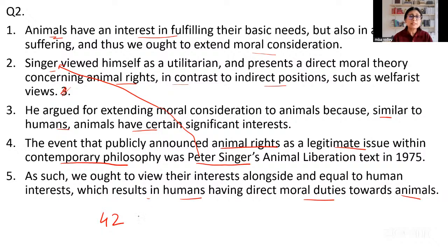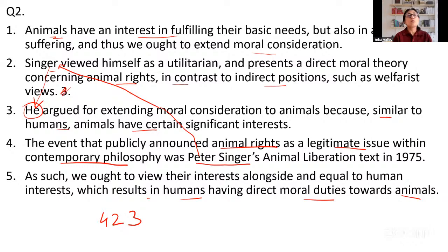Okay, then comes sentence number 3. क्यों? अभी भी हम उसी बंदे के बारे में बात कर रहे हैं. कौन है वो? सिंगर. He argued. देखो यहां से आया हमारा pronoun. He argued. Apply the noun pronoun antecedent approach. So abbreviation approach and then noun pronoun antecedent approach. He argued for extending moral considerations to animals because similar to humans, animals have certain significant interests.